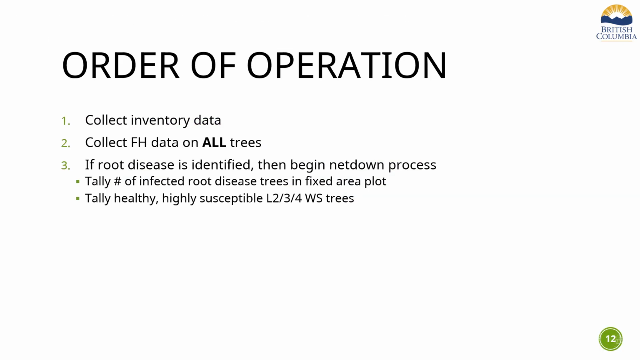Okay, I'll now get into the process. To make it efficient, I strongly recommend always starting your data collection with the inventory information and then moving into forest health reporting. If you find a dead tree from root disease, you don't want to immediately jump into the Netdown process. It's far faster to finish assessing all trees against the damage criteria first. That's because in the Netdown process, you will need to identify all infected root disease trees in the plot. You will also need to identify all healthy, highly susceptible, well-spaced trees. And to be healthy, the tree needs to meet the damage criteria for all forest health agents.